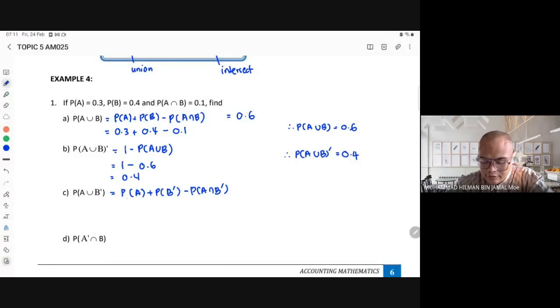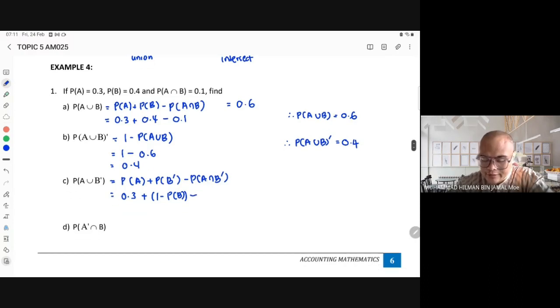Okay, so our PA kita dah tahulah which is 0.3. Our PB prime, so PB prime is 1 minus PB. So 1 minus probability of B, minus probability of A intersect dengan B prime. Okay, so macam mana kita nak cari probability of A intersect dengan B prime ni?